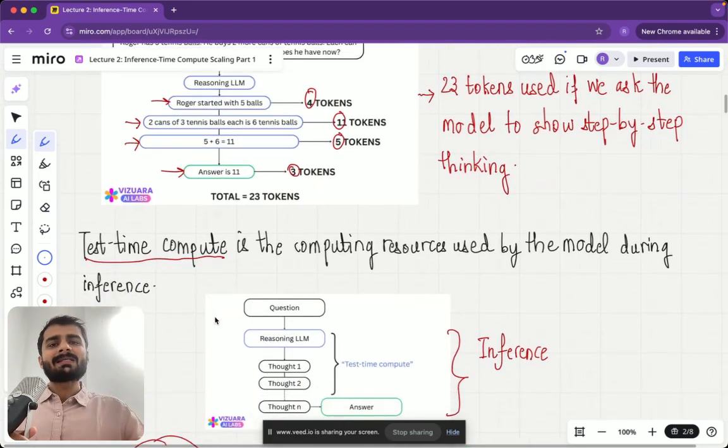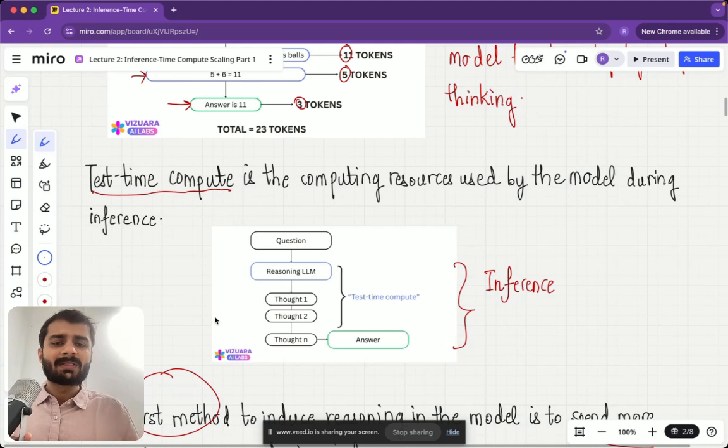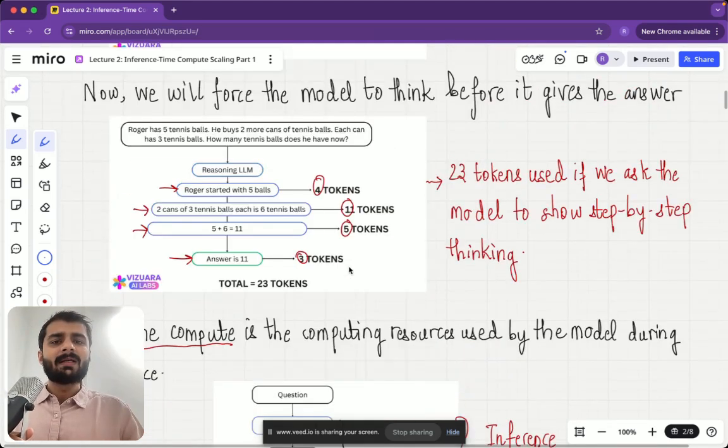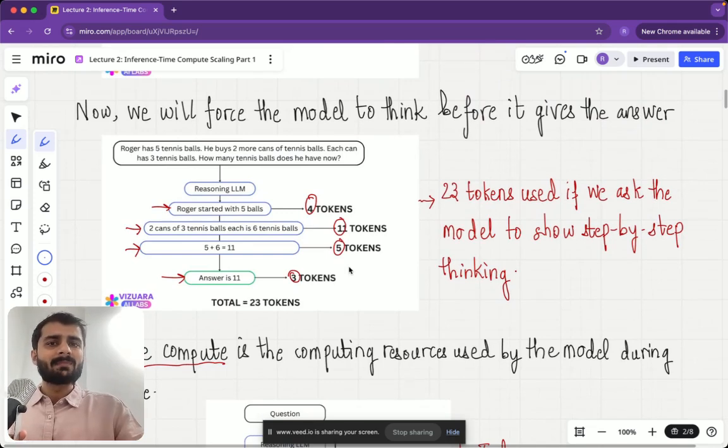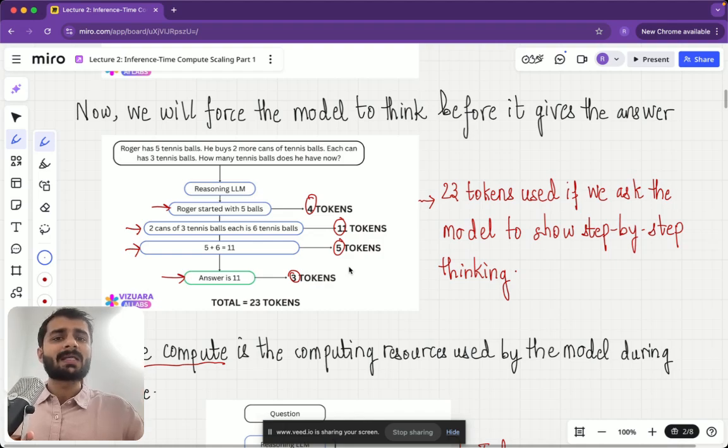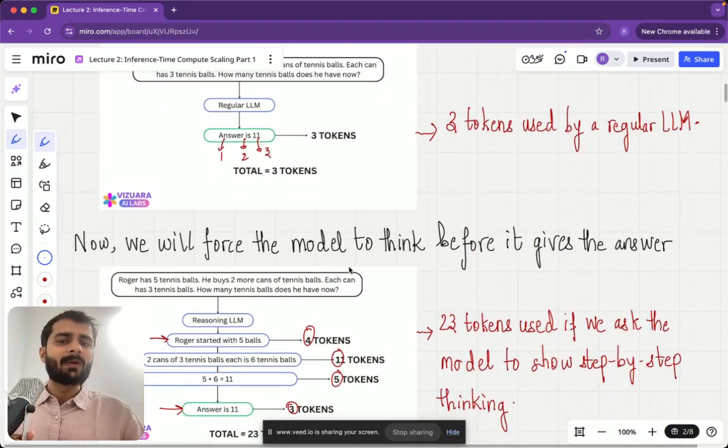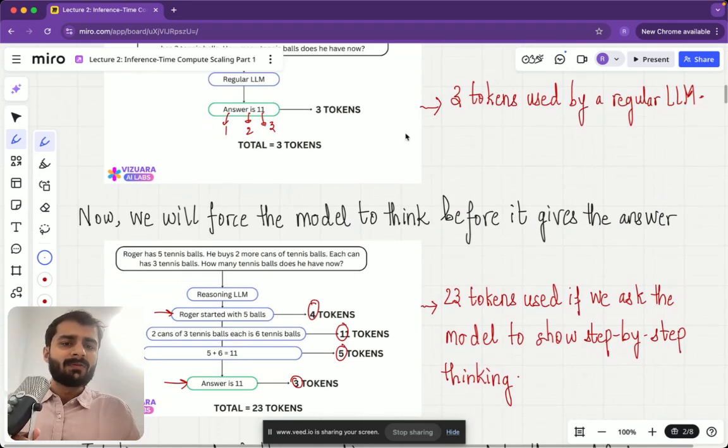So this is called test time compute. The amount of computational resources the model uses before it gives you an answer is called test time compute, which is illustrated in this figure. From the above example, you can clearly see that reasoning based LLMs have significantly higher test time compute compared to regular LLMs. It's maybe somewhere between 7 to 8 times.